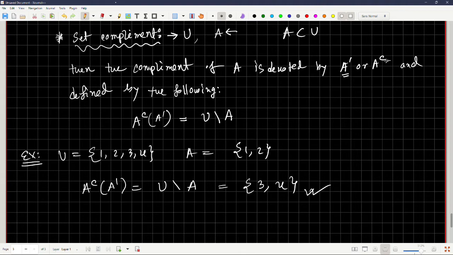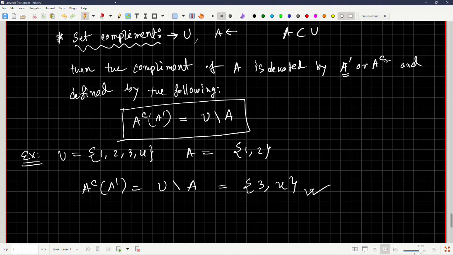Let's say you have a universal set U, and let's say you have a subset of that universal set. The set complement is just defined with the relation that is written over here, the set difference between the universal set and the set itself. So if my subset is A, then A's complement will be given by the set difference between the universal set and the set A.